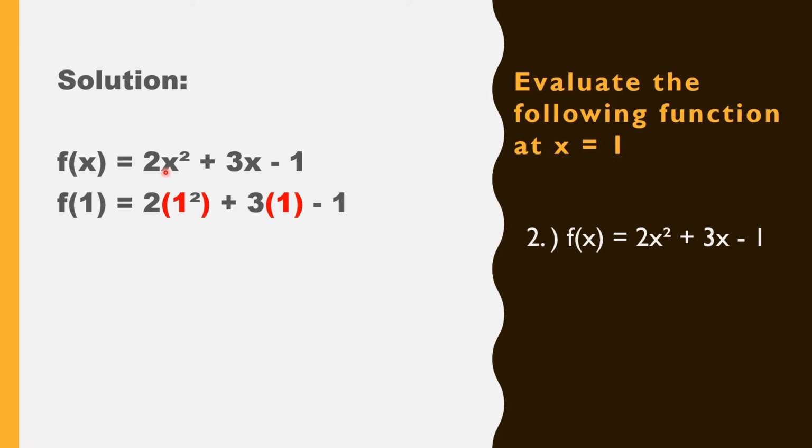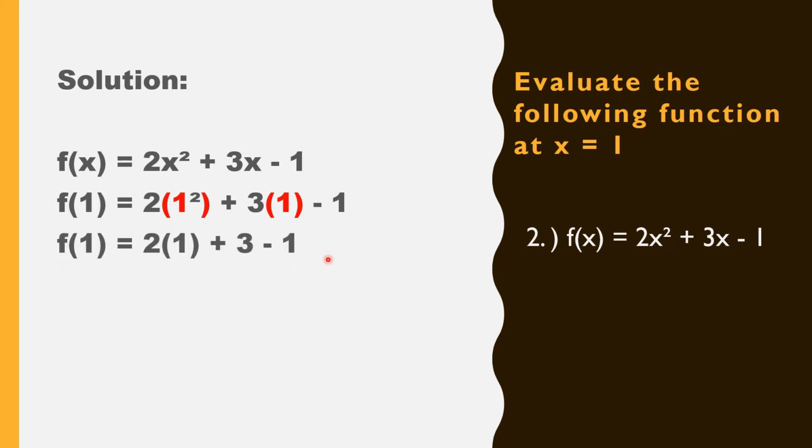So we will substitute x with 1. So kana duha ka x diha ngayong nakit-an ato nang ilisan og 1. So we have here f of 1 equals copy 2 and then substitute x with 1. Copy the exponent which is 2. Okay. Next, copy plus 3. Substitute x with 1 again. And then, copy minus 1.